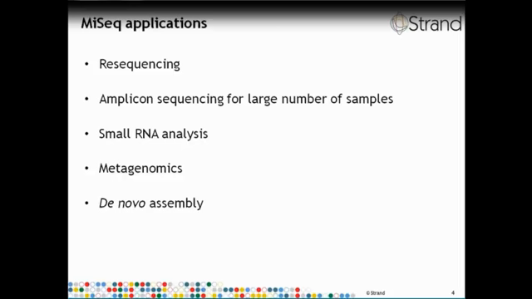Of these 5 application areas, the first 3, resequencing, amplicon sequencing, and small RNA analysis, are provided comprehensive support within the platform. We have also carried out some internal experiments on how to go about supporting metagenomics and de novo assembly data also. Those results I'll present towards the end of the webinar.